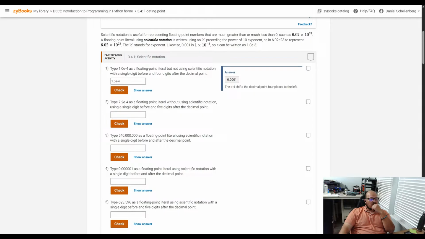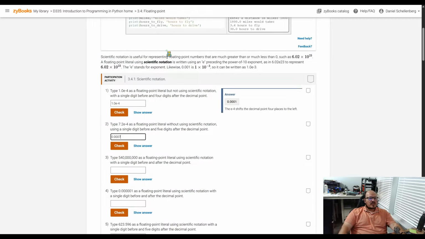Let's try this again. Type 7.2 e -4 as a floating point literal without scientific notation. So is that saying that it wants it to be like 0.123, not 17, but like, so the 4 shifts it over 4, where 1, 2, 3, 4. So the decimal goes there. I guess my confusion is where the 7.2 would go.